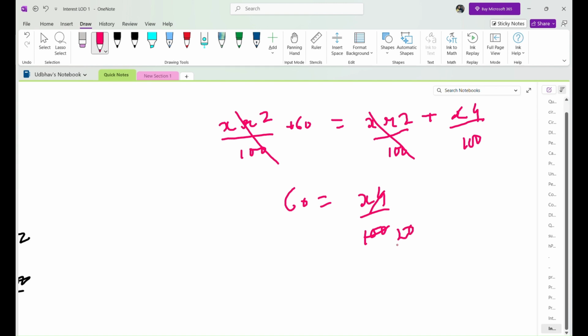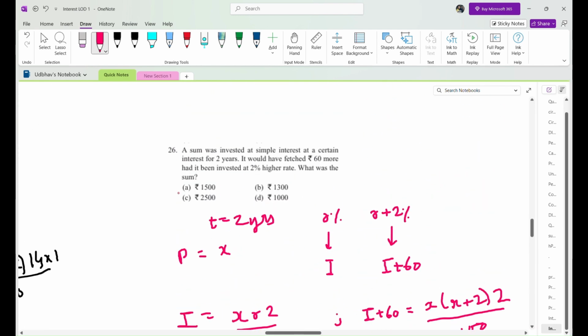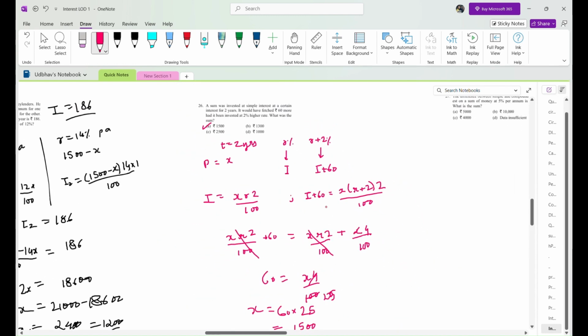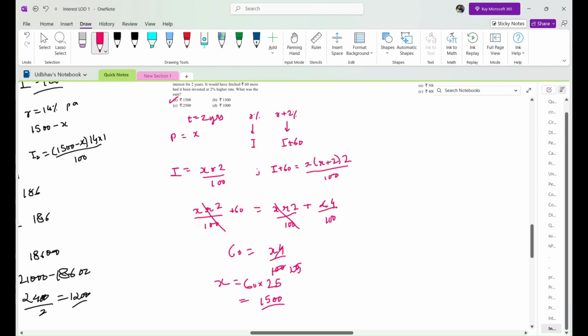Not 20, 25, sorry. So X equals to 60 into 25, which is 125, 150, 1500. 1500, right?